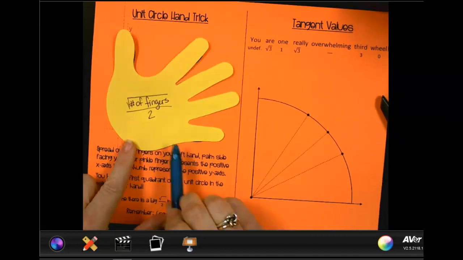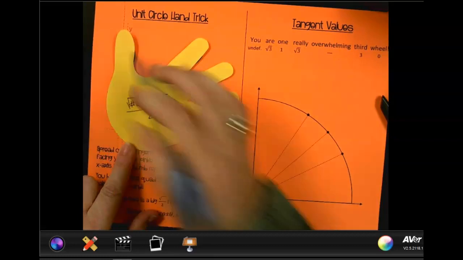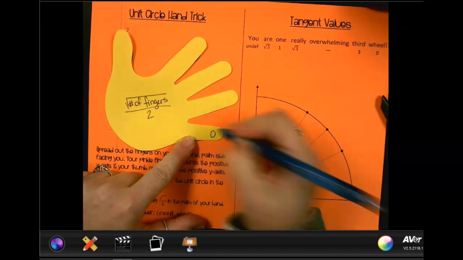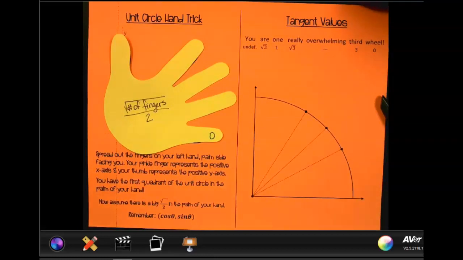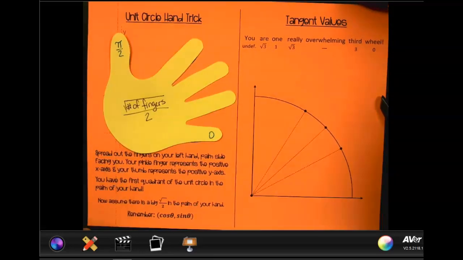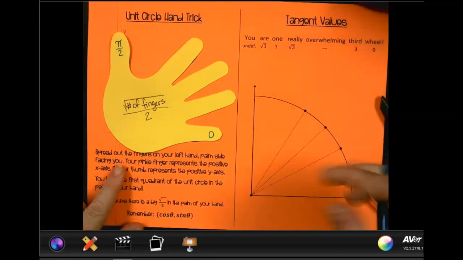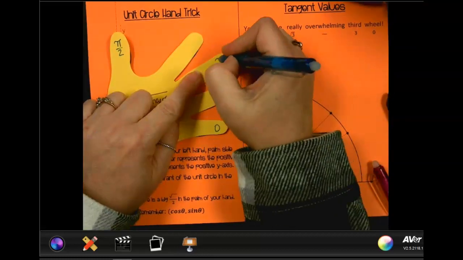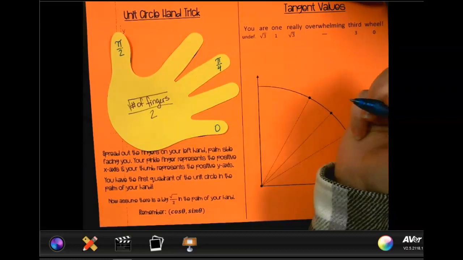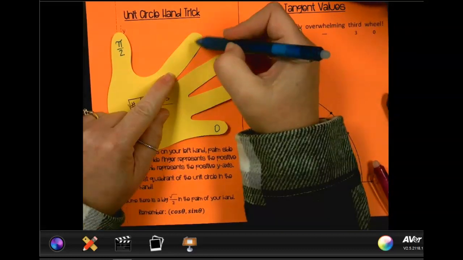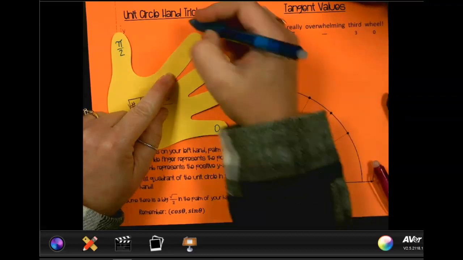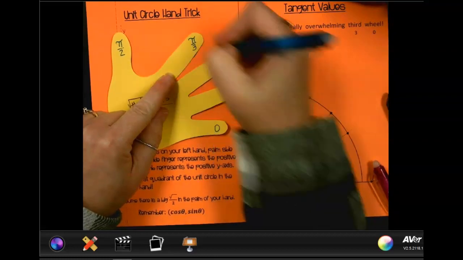All right, so if your pinky is on the x-axis and your thumb is on the y-axis, then angle measure-wise, this is at 0 radians. Your thumb is at pi halves. All right? That means your middle finger is at pi fourths. Then your index finger, what radian measure is this? Pi thirds. Very good. And this one is pi sixths.